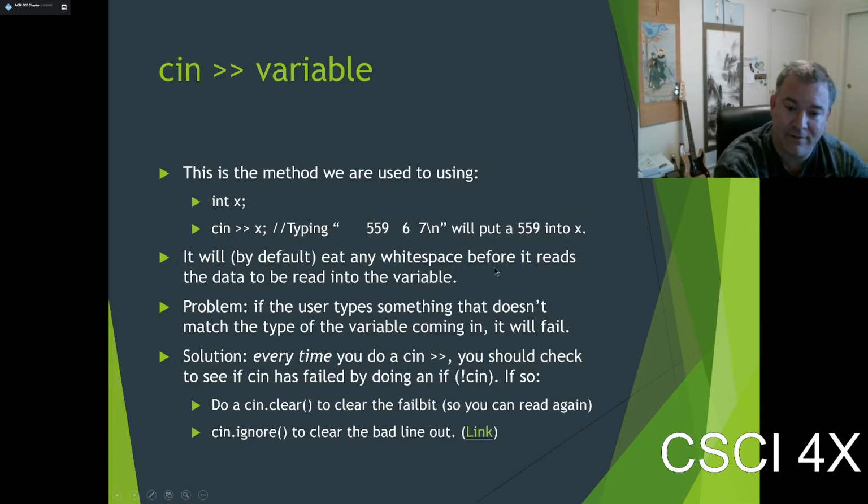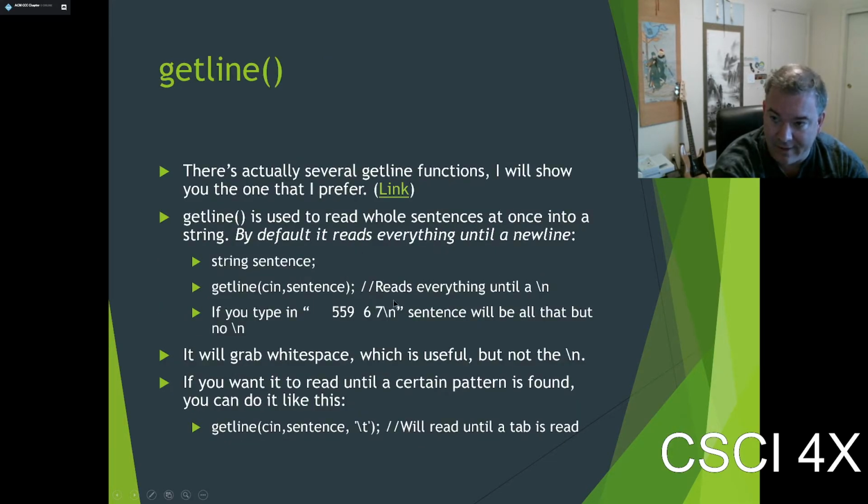And that's different from cin. If you cin 559, space 6, space 7, 559 gets stuck into X. If you do it again, 6 gets put into X. If you do it again, 7 gets put into X. And there is still a new line in the input buffer. With getLine, it eats the new line at the end of the line.